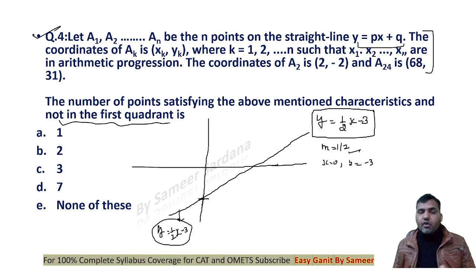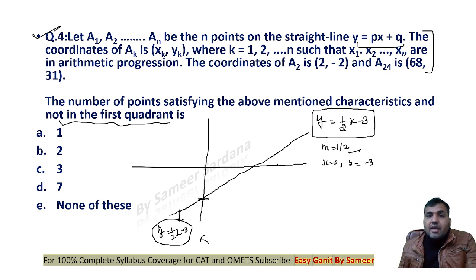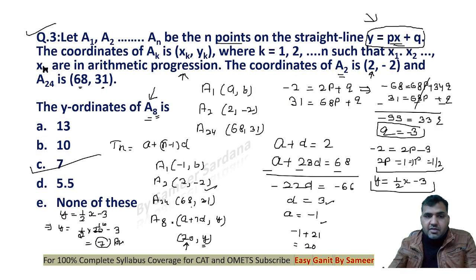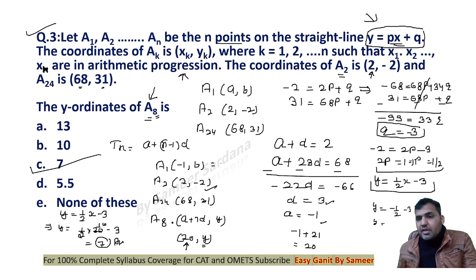Now, out of all the points which lie on this line, we are supposed to find out those points which lie in the first quadrant, and these points must satisfy the mentioned characteristics here. What are these mentioned characteristics? Abscissa should be in arithmetic progression and y should be accordingly for these points. Now guys, the first point, as we have found in the previous question, is -1 and b. The first point has x as -1. Now if I put x as -1 here, the ordinate of it would be -1 by 2 minus 3. This would be -7 by 2, that is -3.5, right?